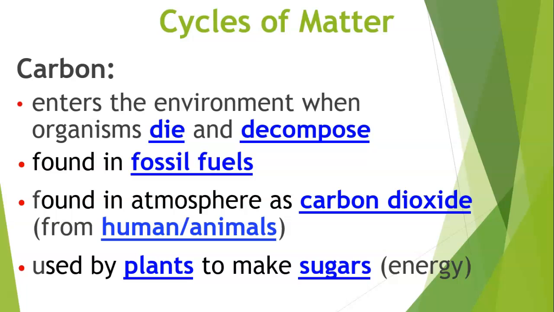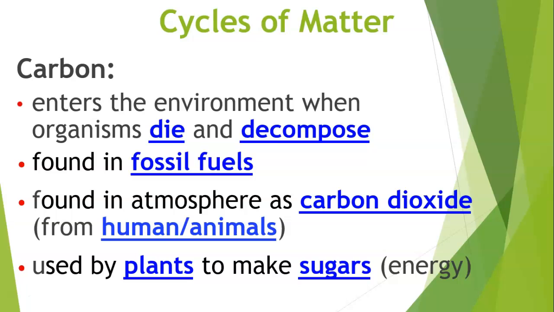And then it's also found in the atmosphere, as we talked about just a few minutes ago. It's mostly in the form of carbon dioxide. There are some other carbon compounds in the atmosphere as well, but mostly it's in the form of carbon dioxide, and it gets there mostly from humans and animals who are doing cellular respiration. So they're taking oxygen and sugars and using that, and then when they're done using that, there is the waste product of carbon dioxide, which our bodies have to get rid of.